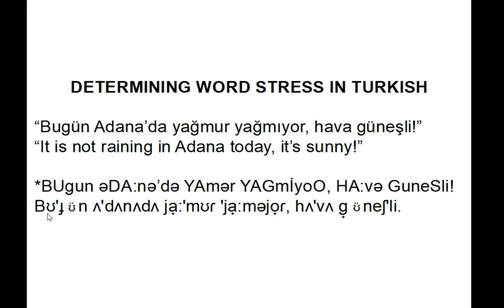Like bugün, remember, two syllabled words. The stress is on the second syllable. Bugün. Adana, it's a noun in city names. Remember, with three syllables, we don't stress the last syllable. If the two syllables are unchecked, as in here, we choose the second one. Adana. So da doesn't change the stress. Adana'da. Yağmur, a word with two syllables.